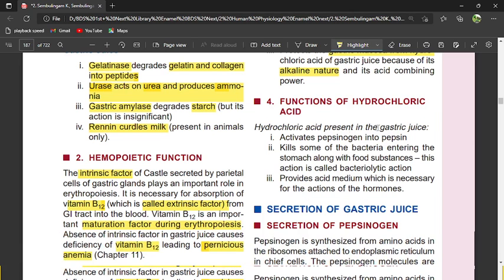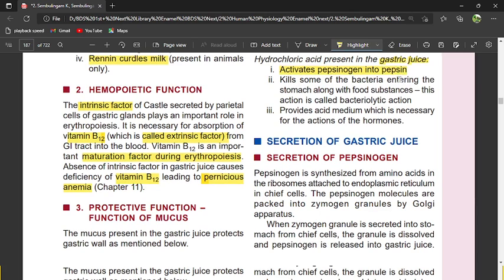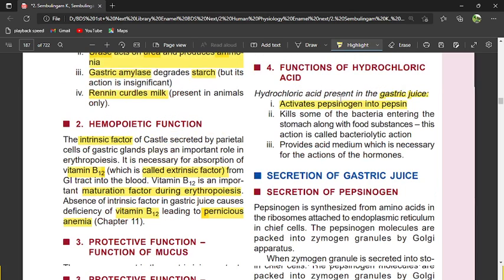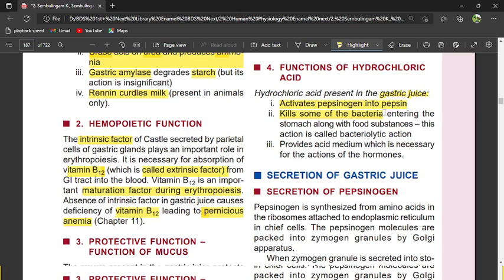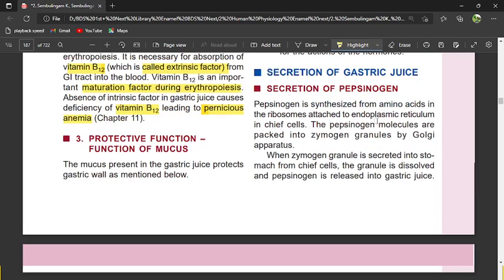Function of the hydrochloric acid. Hydrochloric acid is present in your gastric juice. It activates your pepsinogen into pepsin. So that is the first function, you know that, right? It kills some bacteria. This is very important for MCQs also. It kills some bacteria in food substances, so it has a bacteriolytic function. It even provides an acid medium, which is necessary for the enzymes.